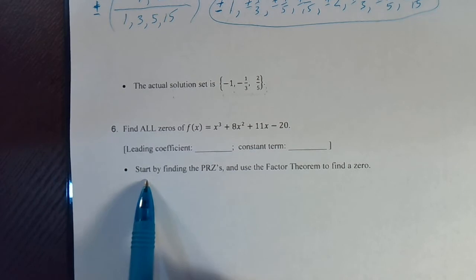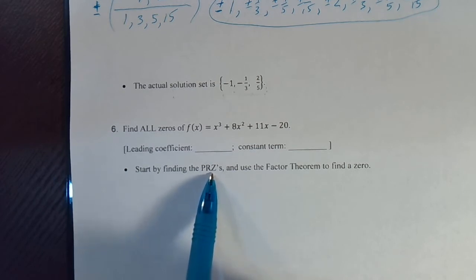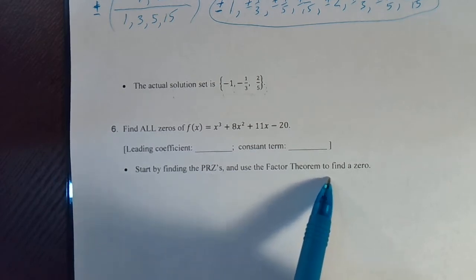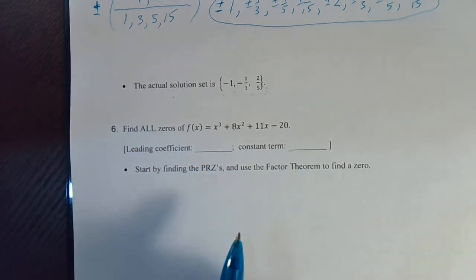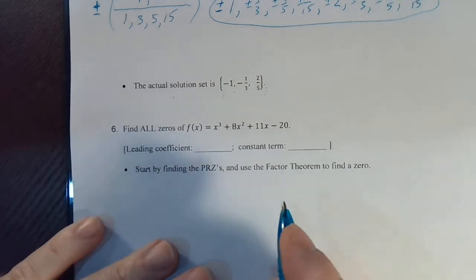This is just a little hint. Start by finding the possible rational zeros. Use the factor theorem to find the first one. Let's get one that works. The first one is usually, almost always, the toughest.